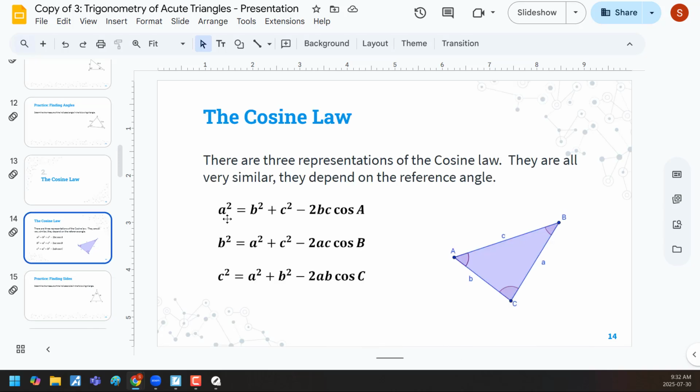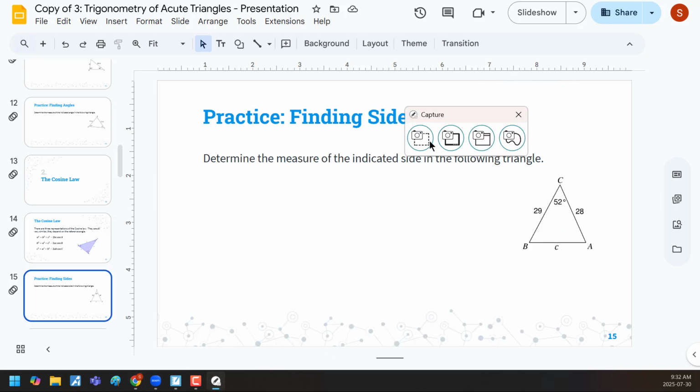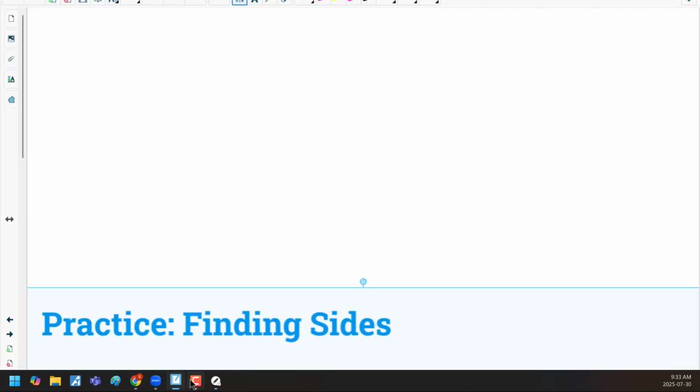So the cosine law is a squared equals b squared plus c squared minus 2bc cos A. Or if your angle is B, then you just have b squared equals a squared plus c squared minus 2ac cos B. Or if your angle is, let's say, C, then c squared equals a squared plus b squared minus 2ab cos C. The only thing you really need to know is whatever angle you're given, cos A, cos B, or cos C. I'll show you with an example. Actually, it'll be a lot easier than just looking at that.